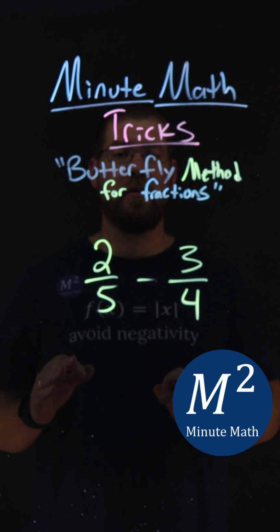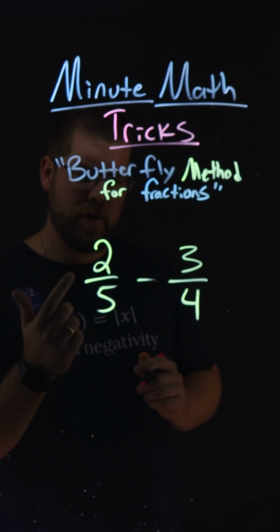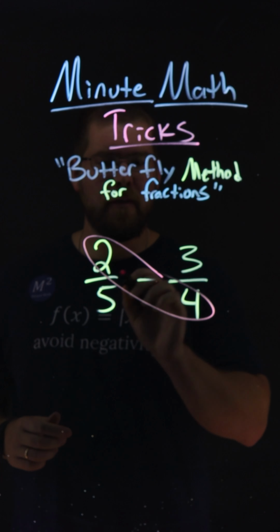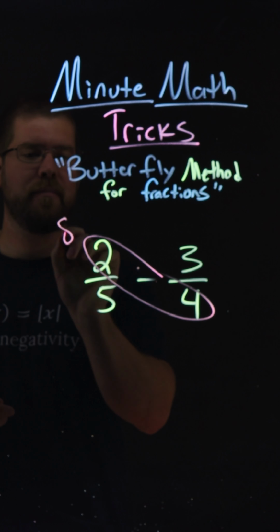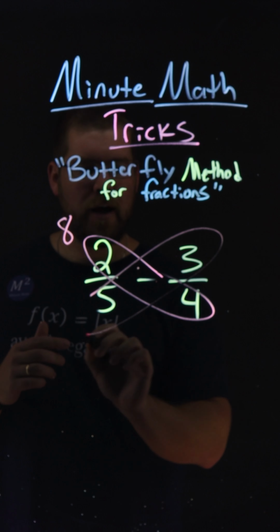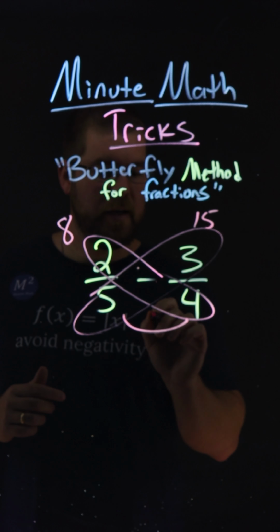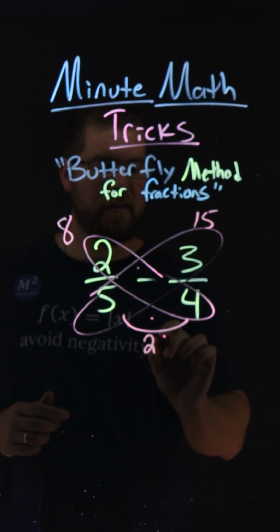This is the butterfly method for fractions. We have 2/5 minus 3/4. Watch this. We take the 2 and the 4, multiply that out, and we get an 8. Same thing, 5 and the 3 give us a 15. Then we multiply here 5 and 4, which is a 20.